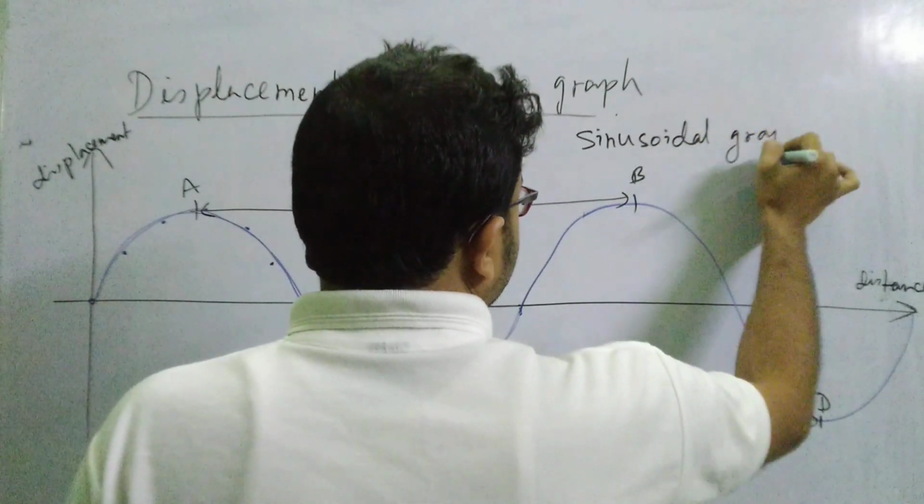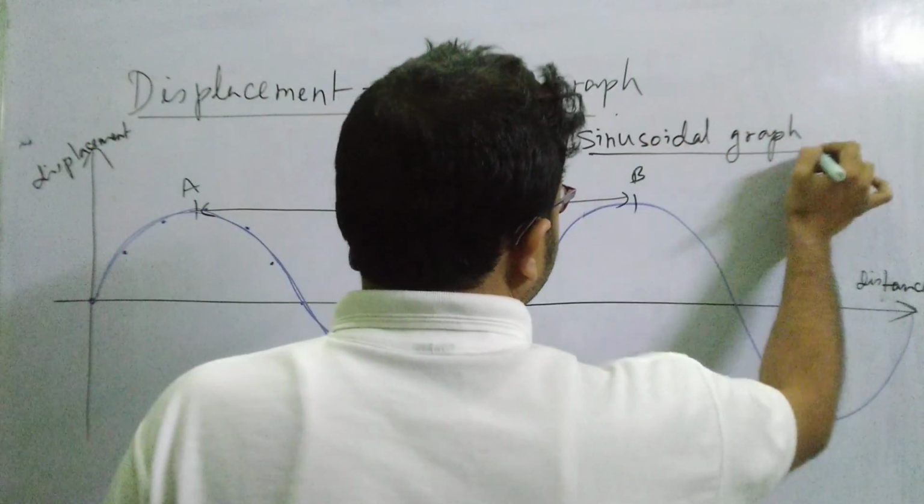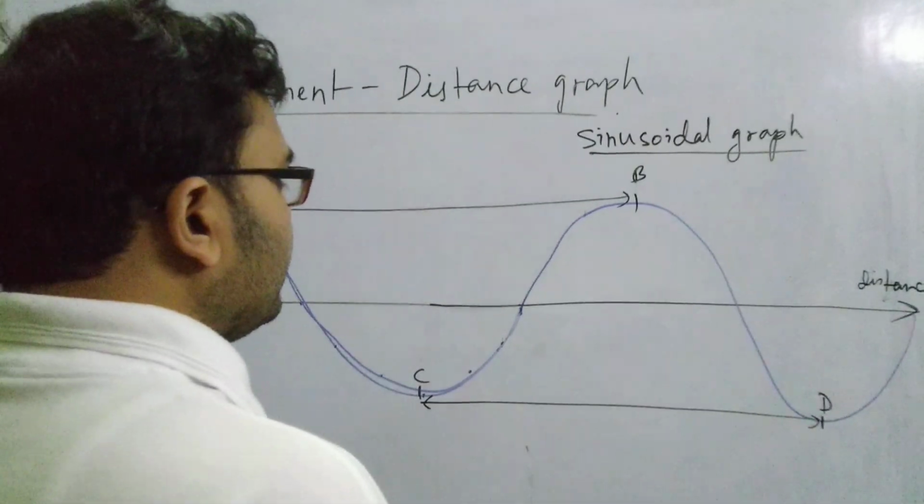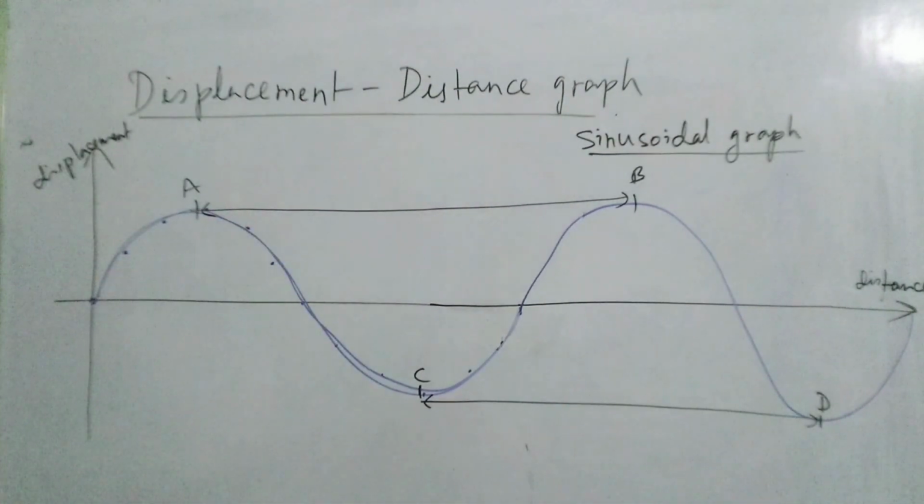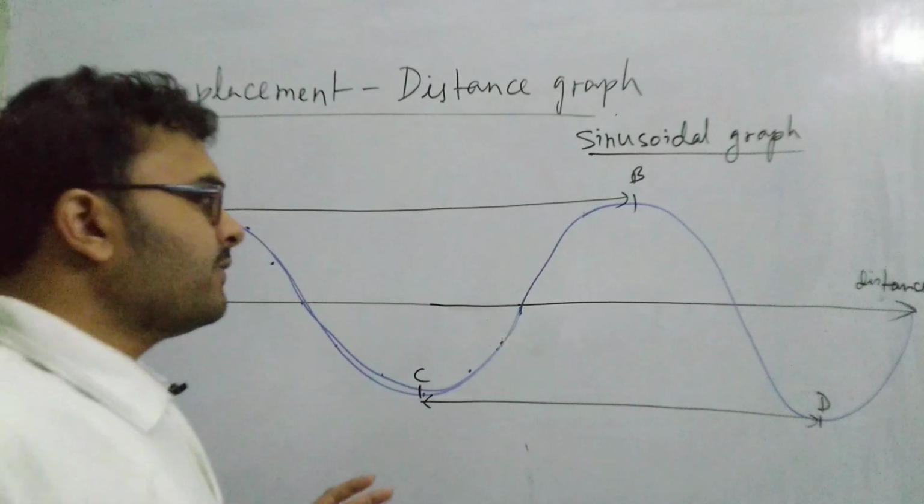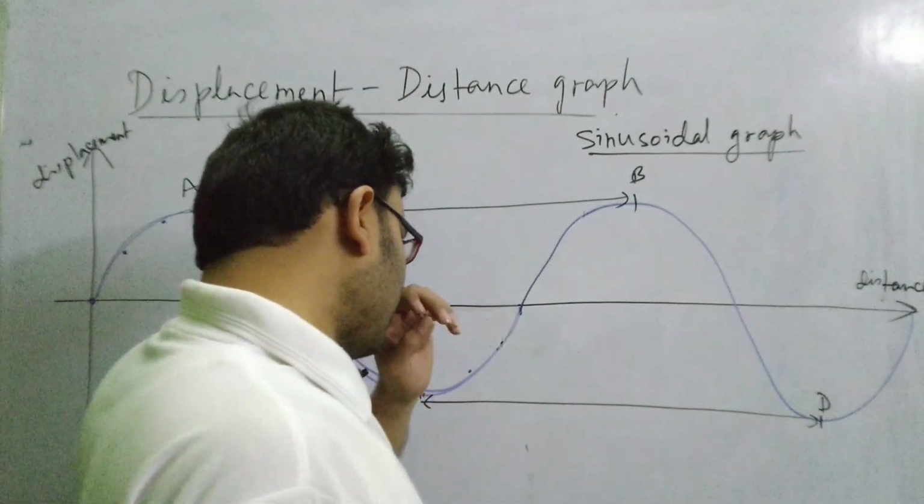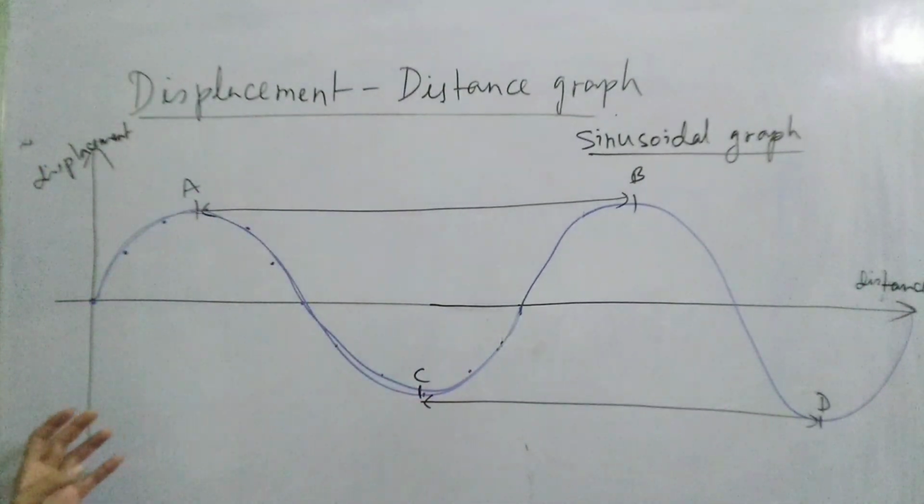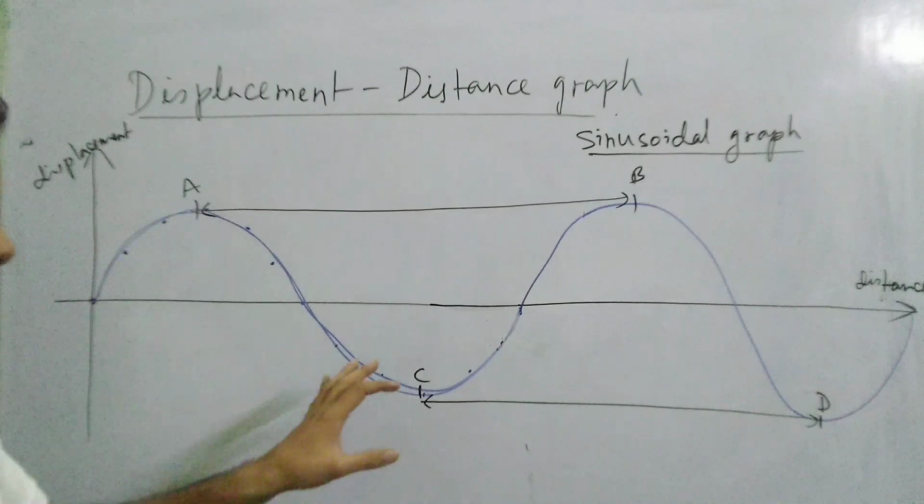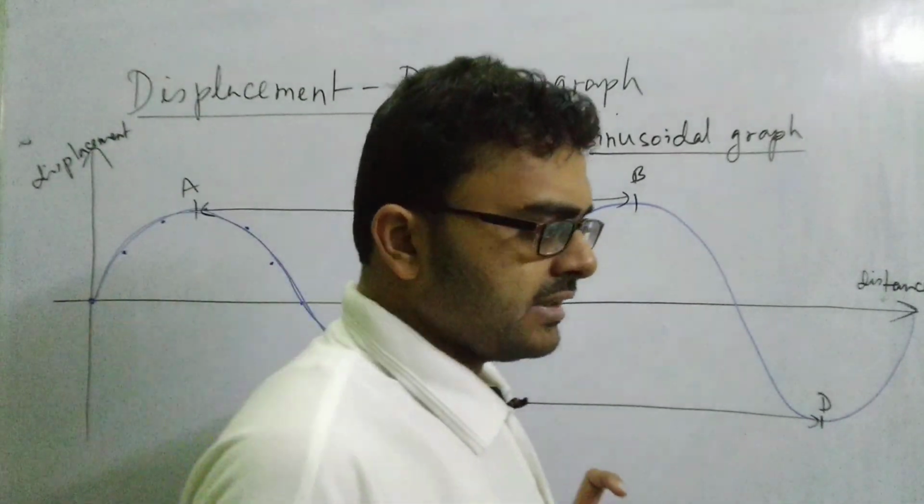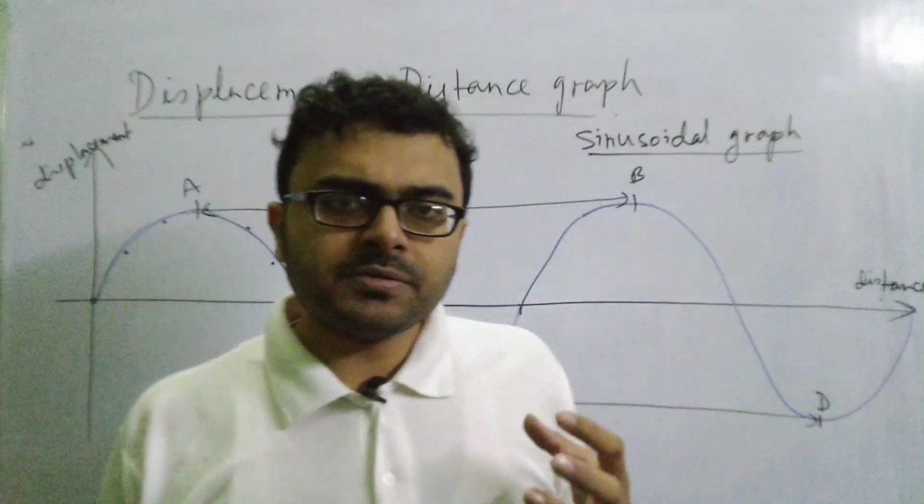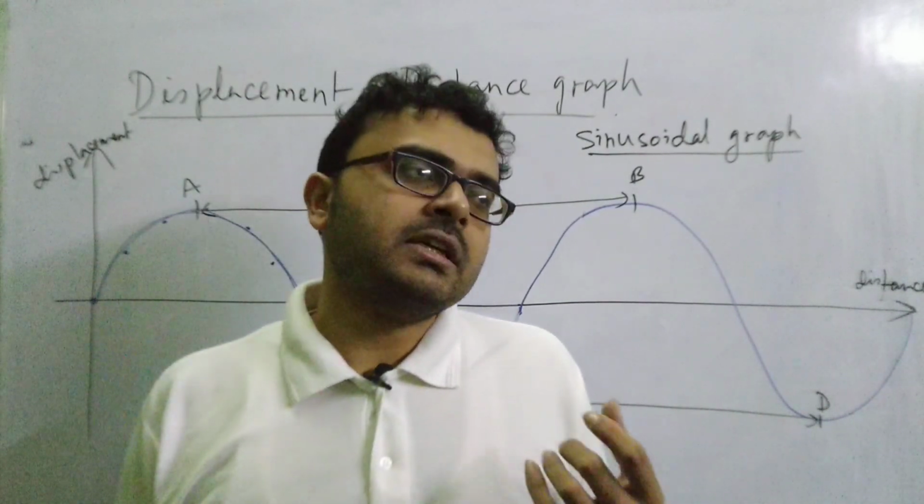Because some of you may have learned trigonometry by now. In trigonometry you have seen the sine function, cos function, tan function. If I consider the sine function and plot it on a graph, we will get a curve shaped like this. So this kind of shape denotes the sinusoidal graph.